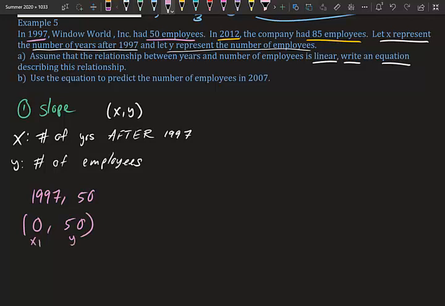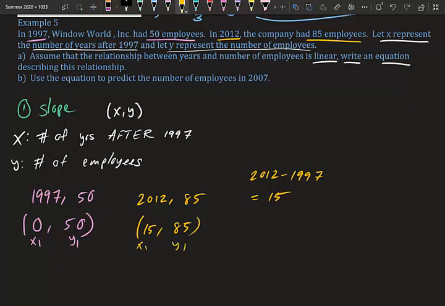That's our x1, y1. Then it told us that in 2012, they had 85 employees. But we need to know how many years that is after 1997. So we do 2012 minus 1997, and we get 15 years. So this is 15, 85, and that's x2, y2. That's 15 years after 1997.